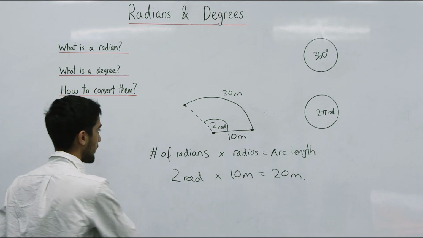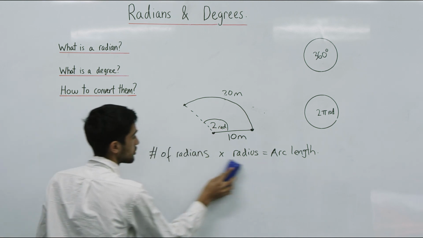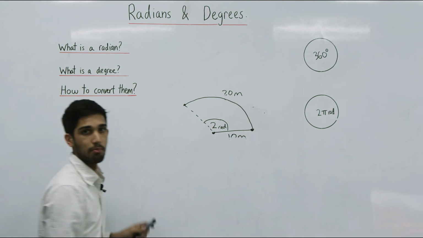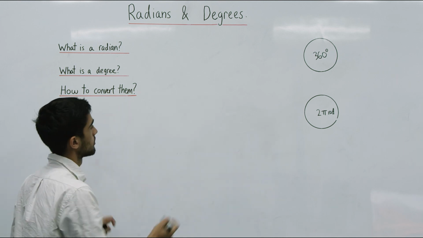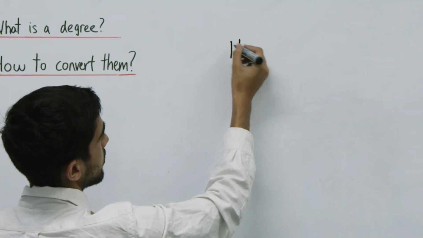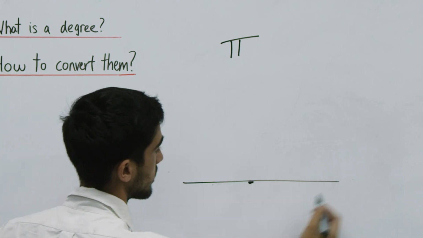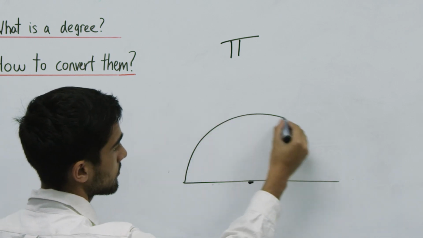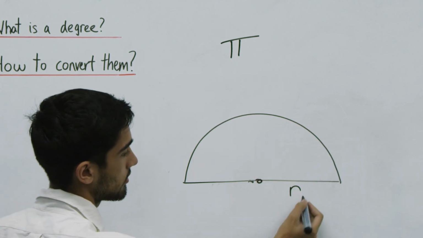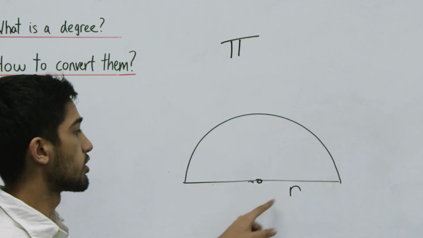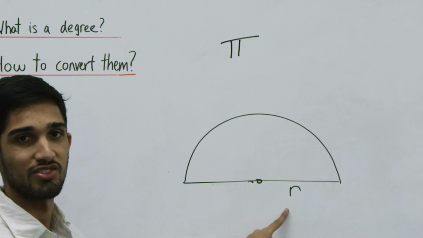Okay, so radians, being more purely mathematical, actually tie into another very important number within mathematics, and that is the number pi. So where does pi come from? In any given circle like this, if the circle had a radius r, no matter what that radius was, it could be 1 meter, 2 meters, 3 centimeters, 500 kilometers if we wanted.